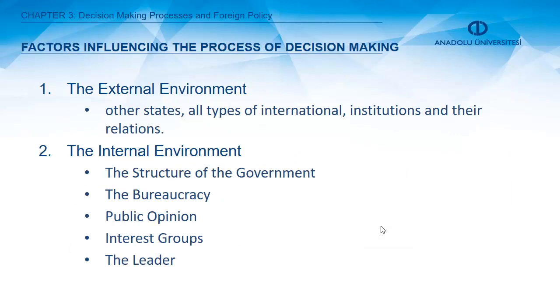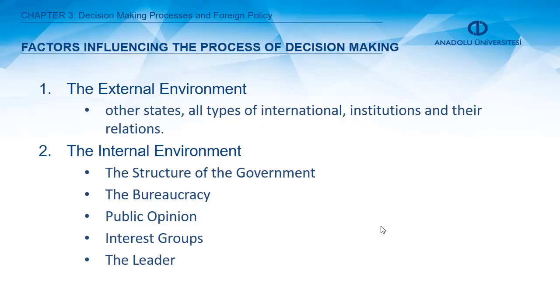Now, factors influencing the process of decision making can be divided into two categories: the external environment and the internal environment. Now, we have discussed the external internal relationship in foreign policy in chapter 1, and we have suggested that although foreign policy is about the external world, the internal environment of a state is a main factor influencing the making of foreign policy.